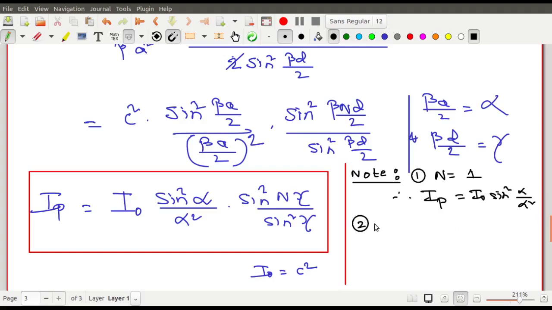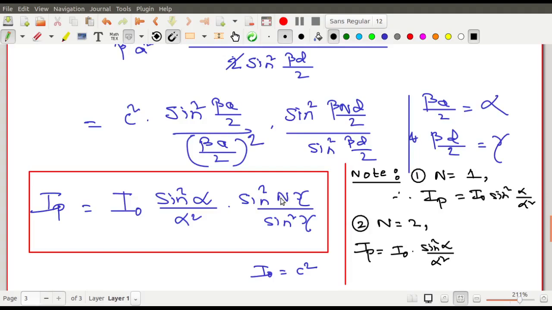So second one, if I use n equals to 2, then what happens? If I use n equals to 2, then you will see that this becomes IP equals to I0 sin square alpha by alpha square, and this becomes what? Sin square 2 gamma, sin square 2 gamma, right? Sin square 2 gamma.